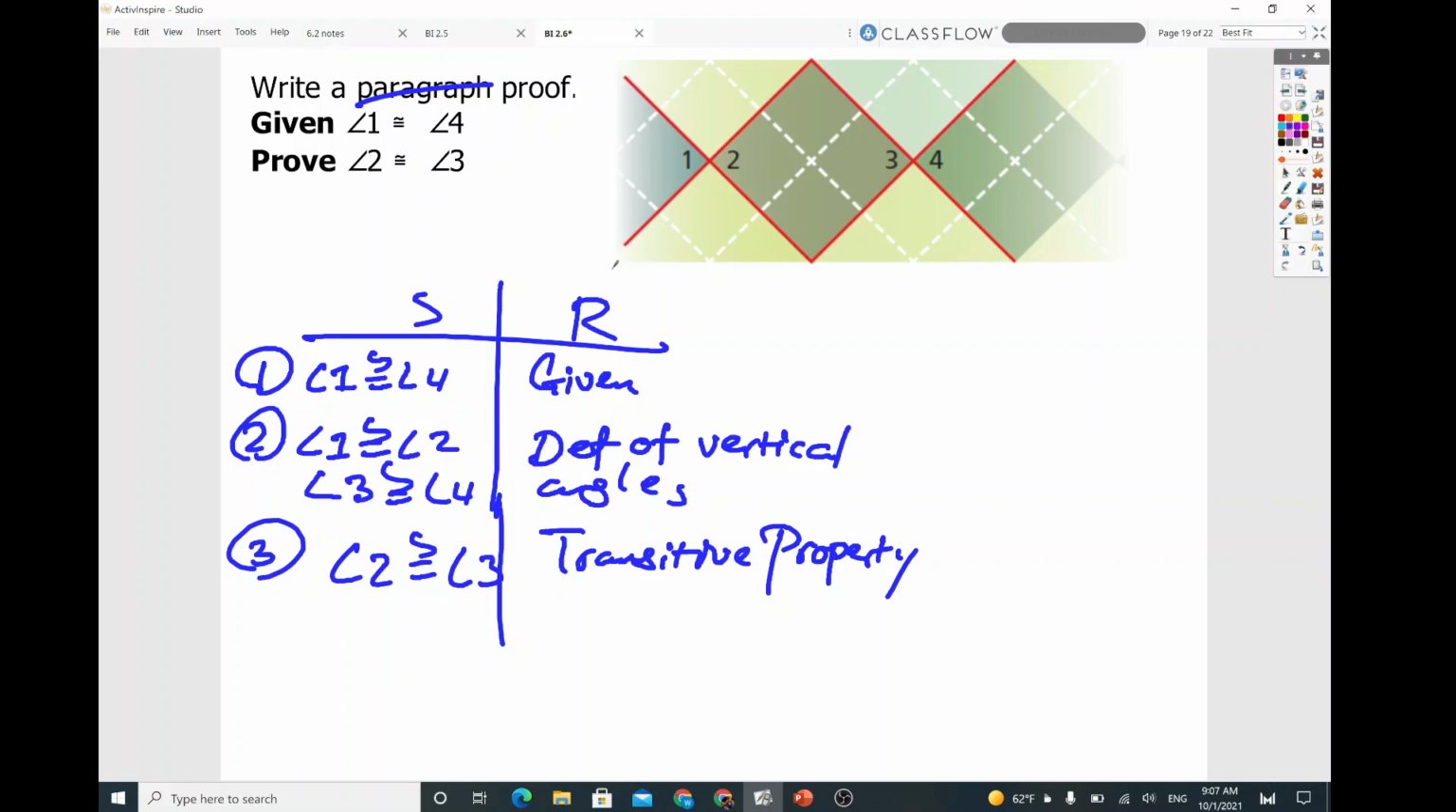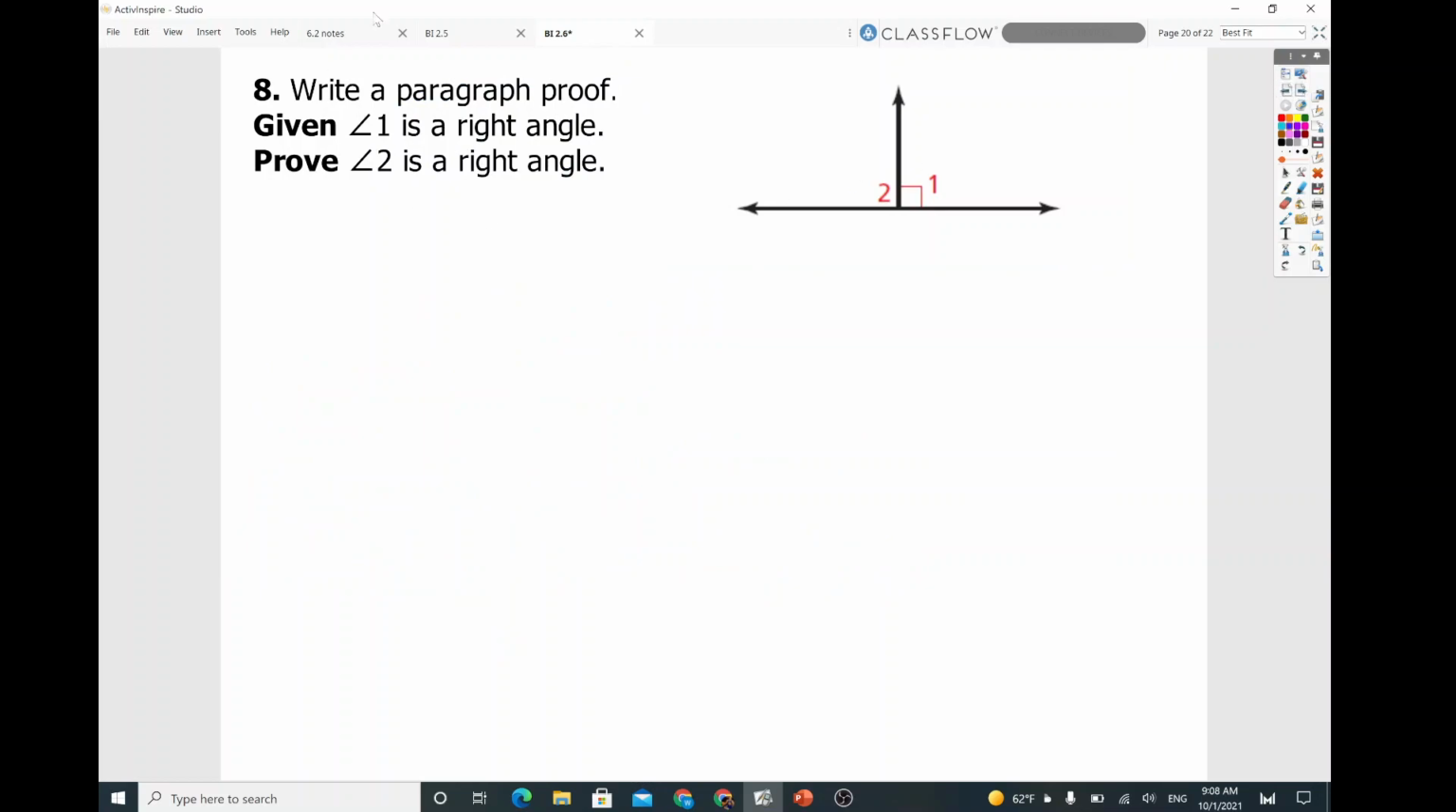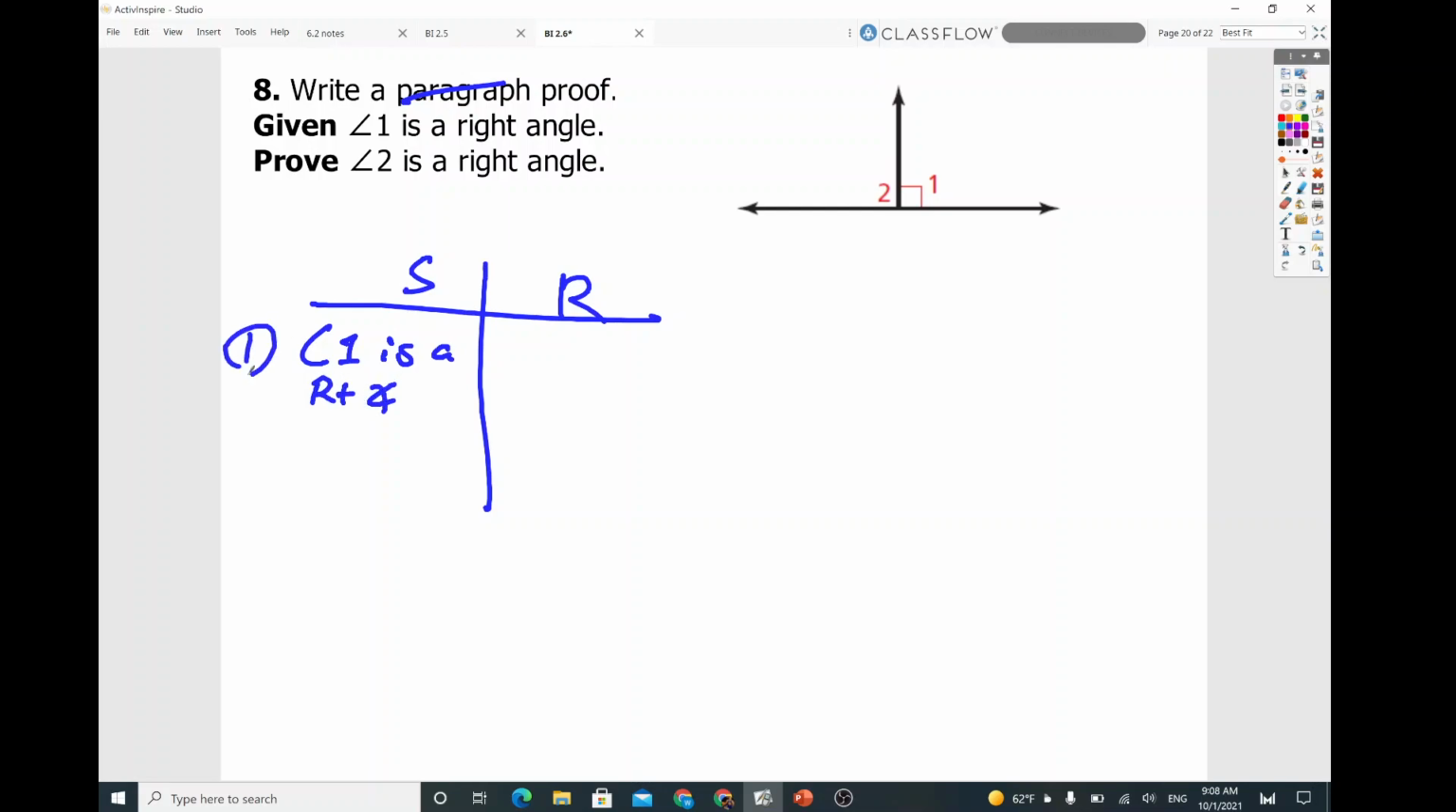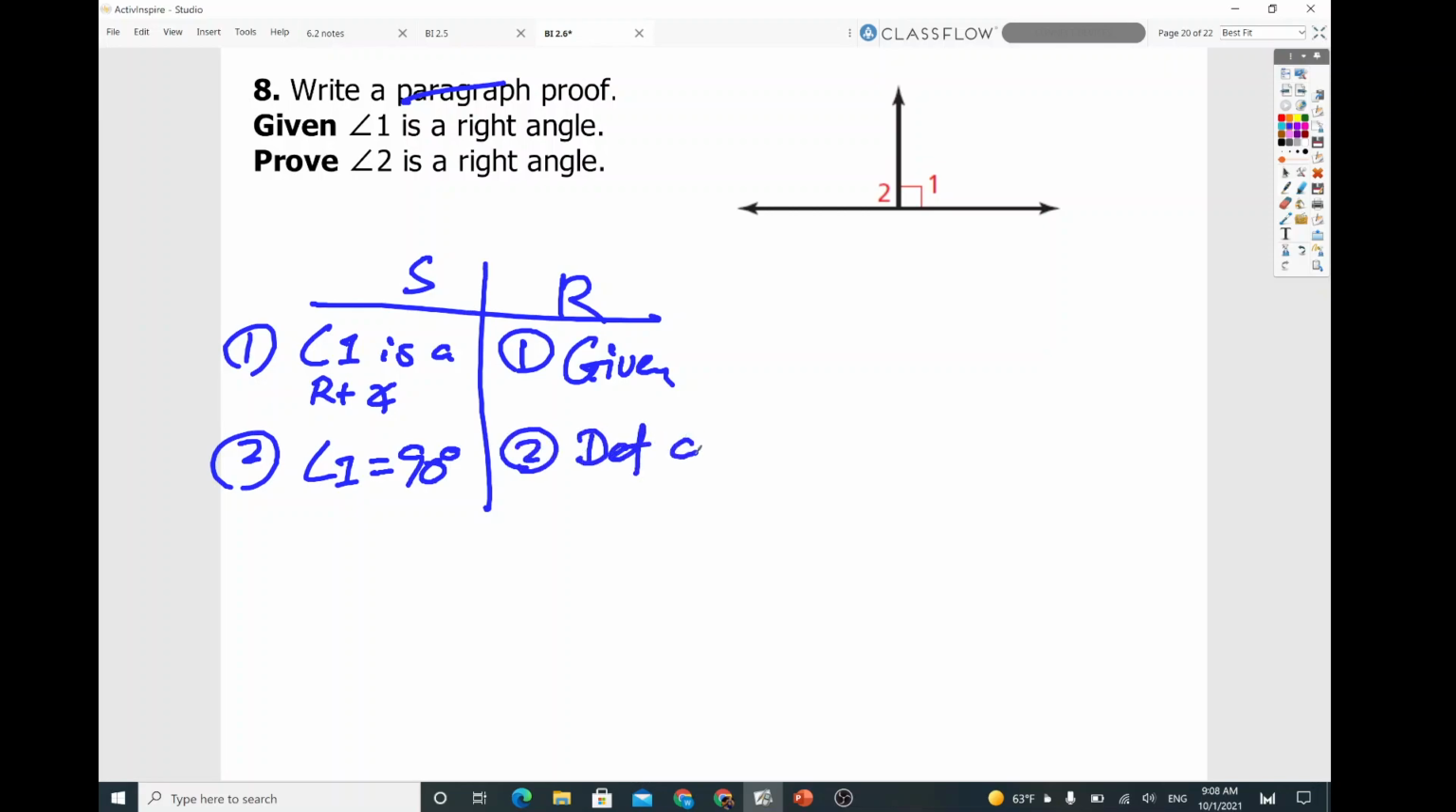Okay, so let's see what else. Here's another one. We'll do the two-column proof once again. Statement and reason. Angle 1 is a right angle. Given. If that's a right angle, according to the diagram, things that you see right here, angle 1 is what? 90 degrees. Definition of a right angle.